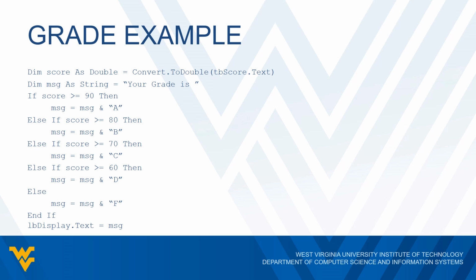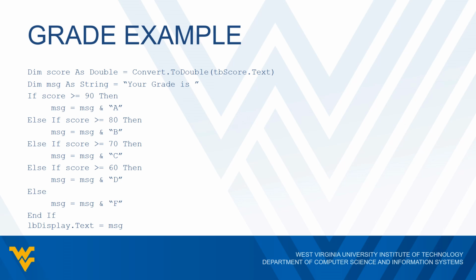Here is our code to handle this grade application example. So the first line, we have a variable called score. And yeah, we could use S, but score is a better name. And it's a double. And we see here that we would have some text, tbscore.text. So tbscore probably means a text box that's going to store the score. We convert that string to a double, and we store that in score.